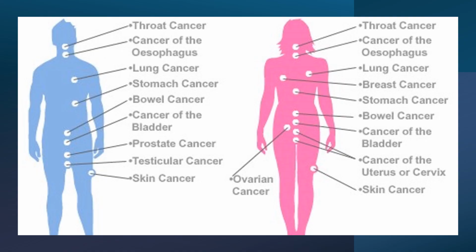Now, these are all different types of cancer. In humans, we have throat cancer, esophagus cancer, lung cancer, stomach cancer, bowel, bladder, and skin cancer. We have prostate and testicular cancer only happening to men, and also breast, ovarian and uterus cancer only happening to women.